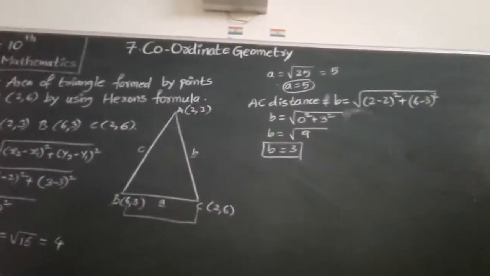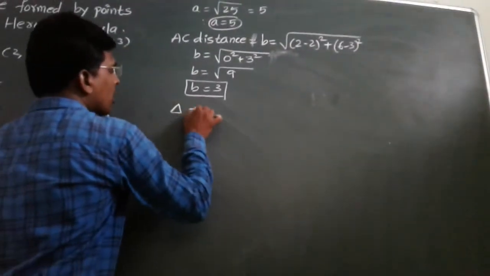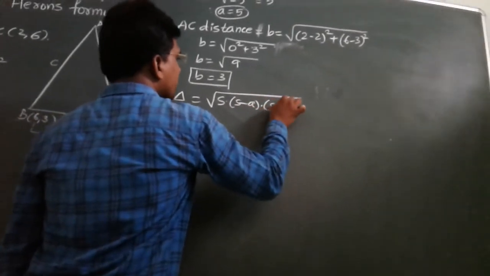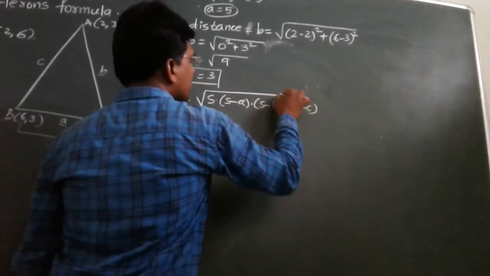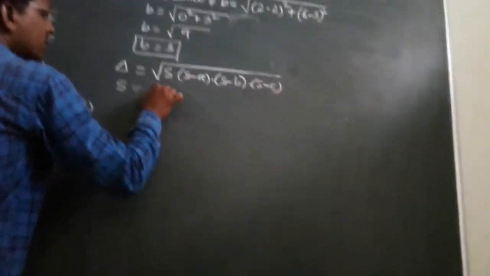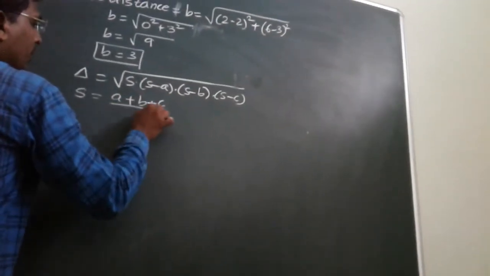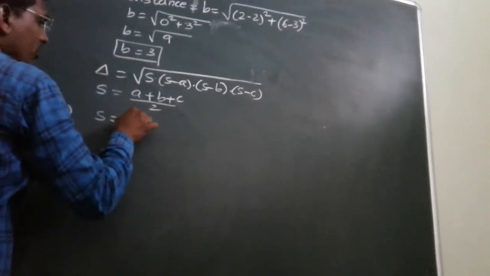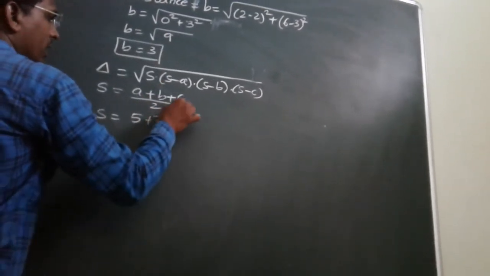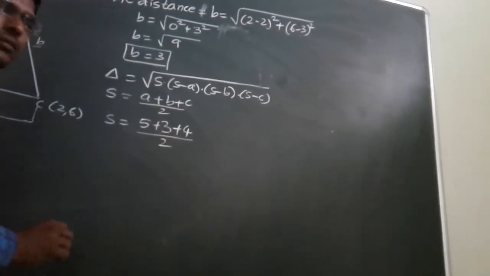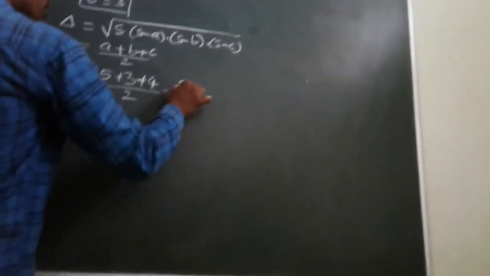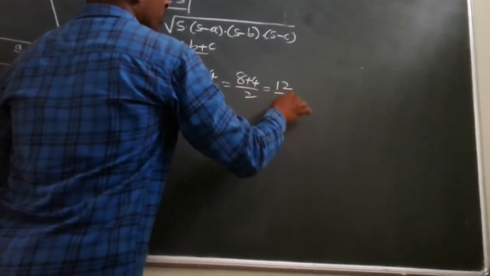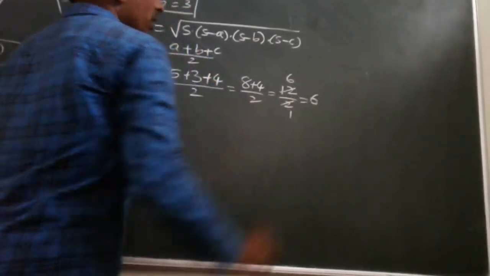So now we can use the formula under root of s into (s minus a) into (s minus b) into (s minus c). Then what is s? s is equal to (a plus b plus c) by 2. So apply here. A value is how much? 5, b value is 3 and c value is 4, by 2. 5 plus 3 is 8, 8 plus 4 is 12, by 2. 12 by 2, 6.